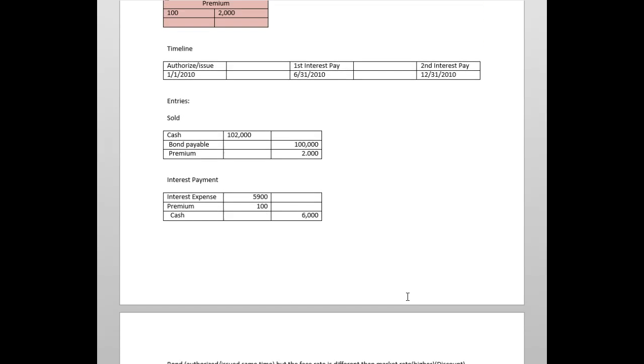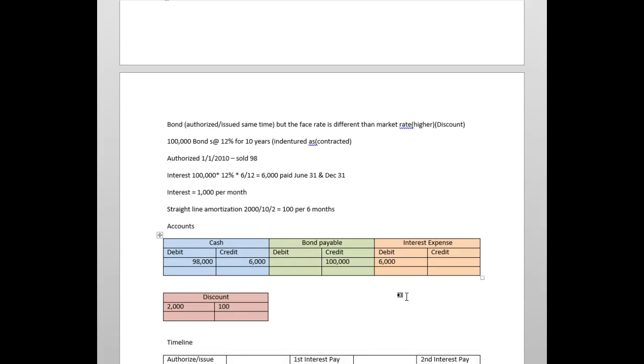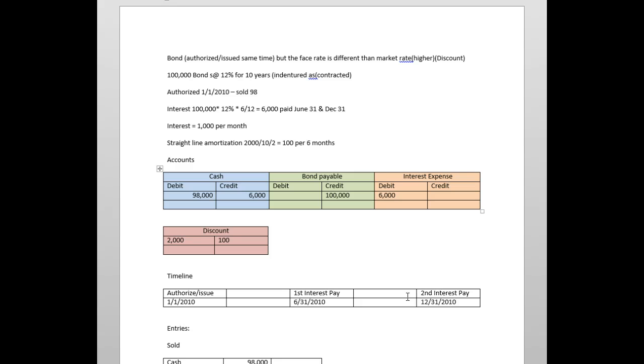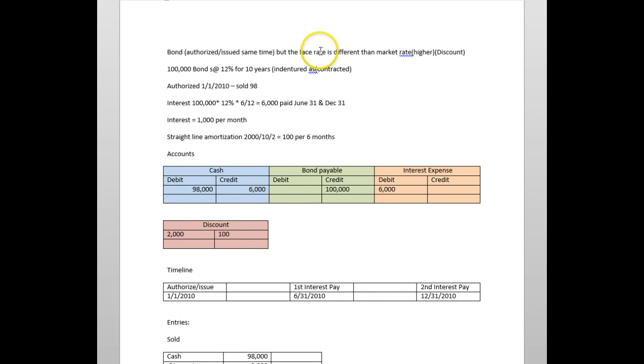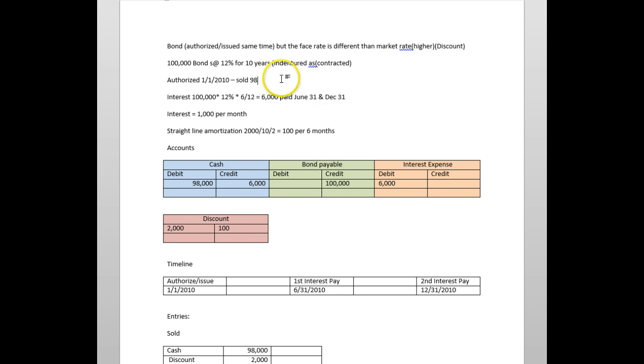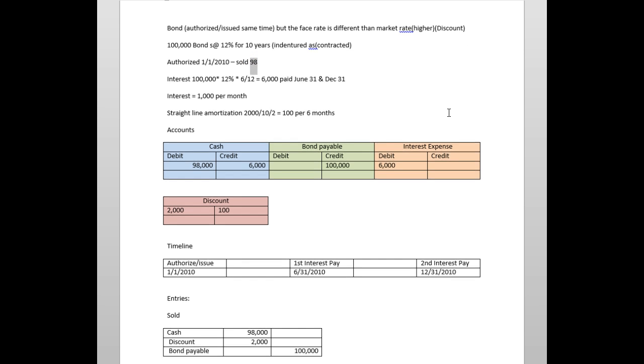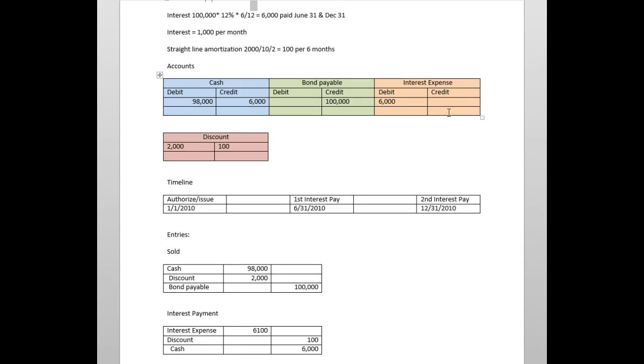Now, on the flip side, let's say I have issued a bond, or I've authorized a bond at a face rate that is now lower than the market rate, or the market rate is higher. Now, nobody's going to want to buy my bond when I have a lower interest rate. So I'm going to sell that at a discount, and I'm going to sell it at 98 this time. So now I have a discount, and we're in the same situation we were in with the premium.